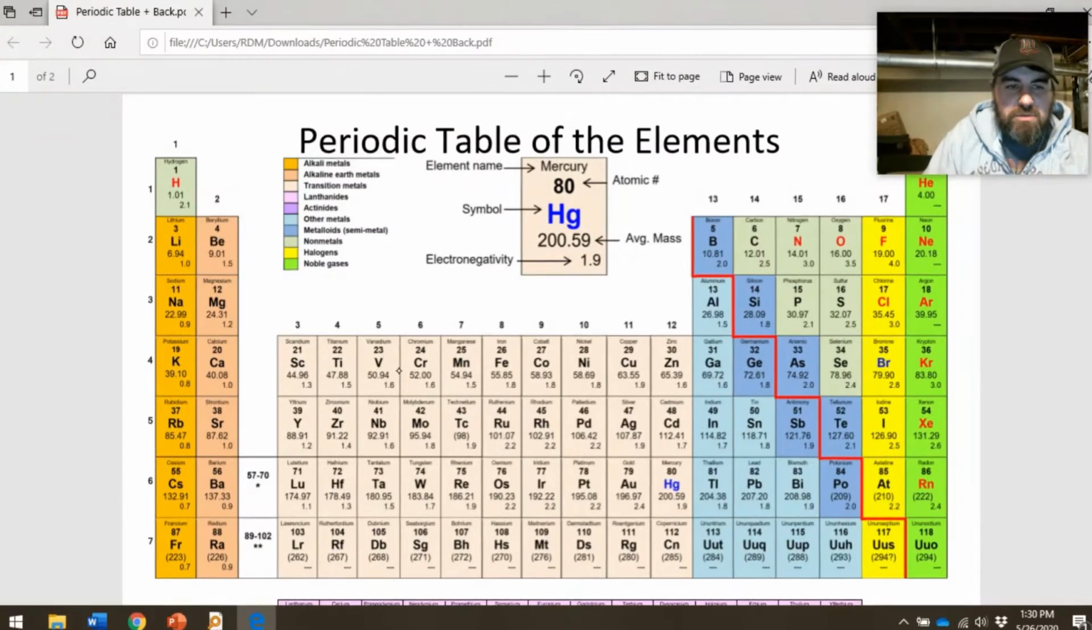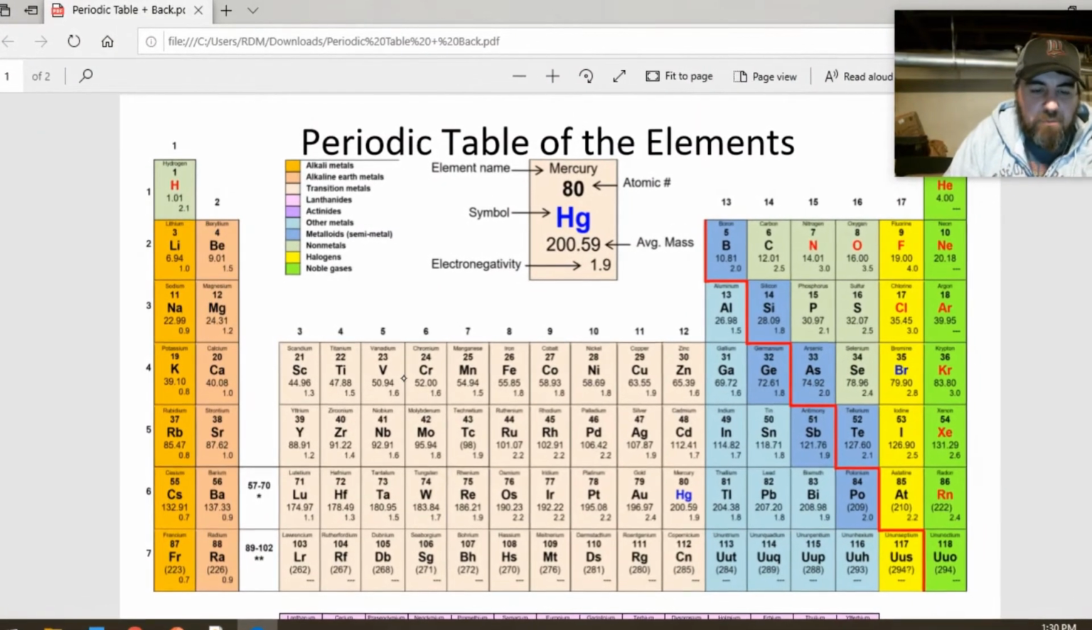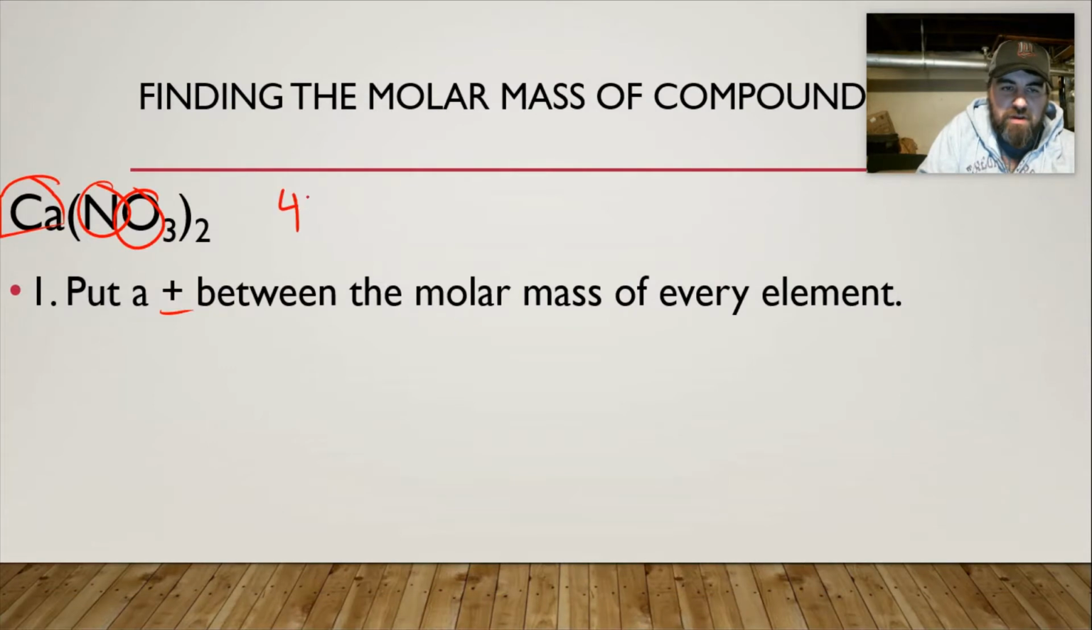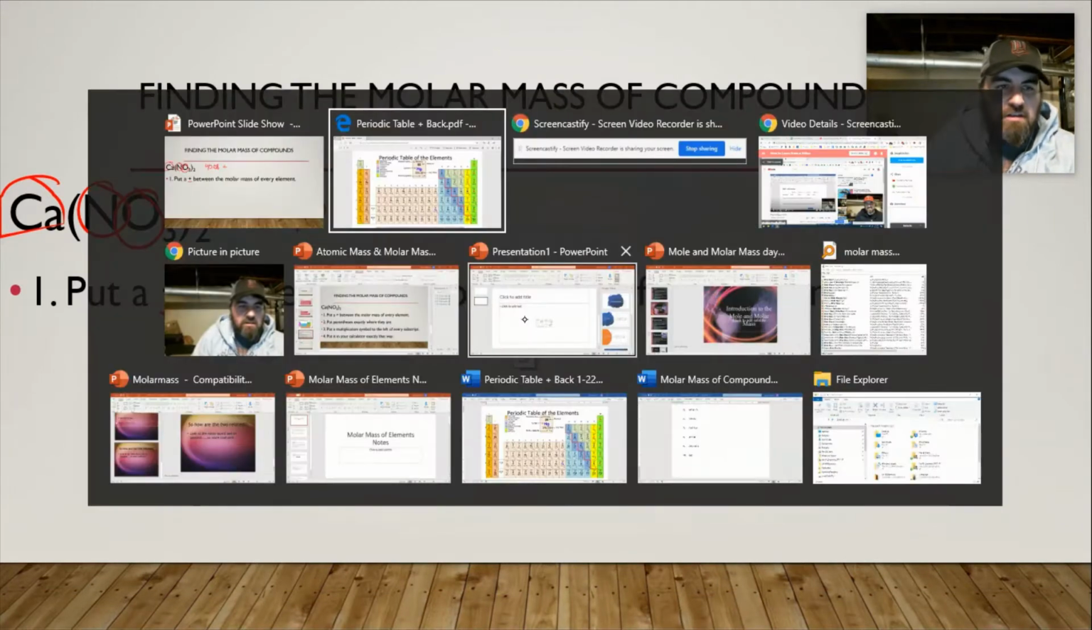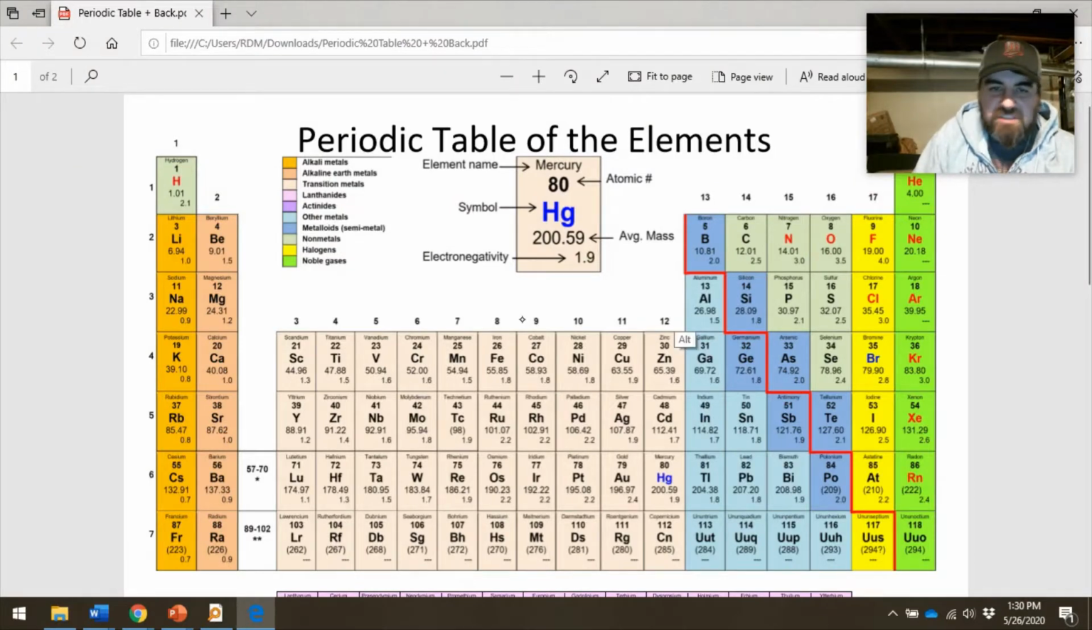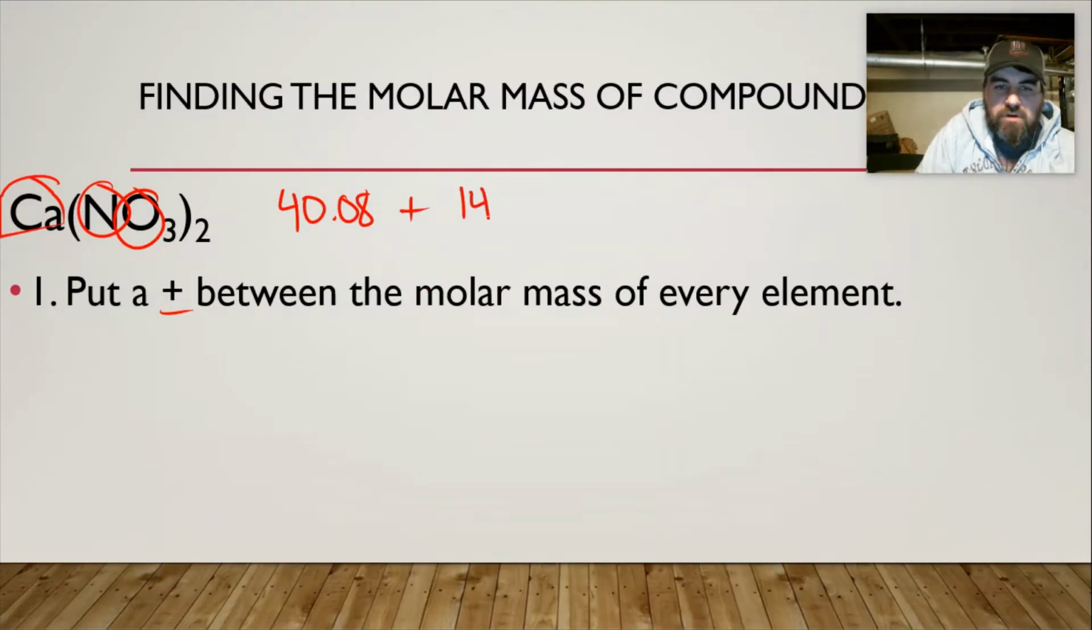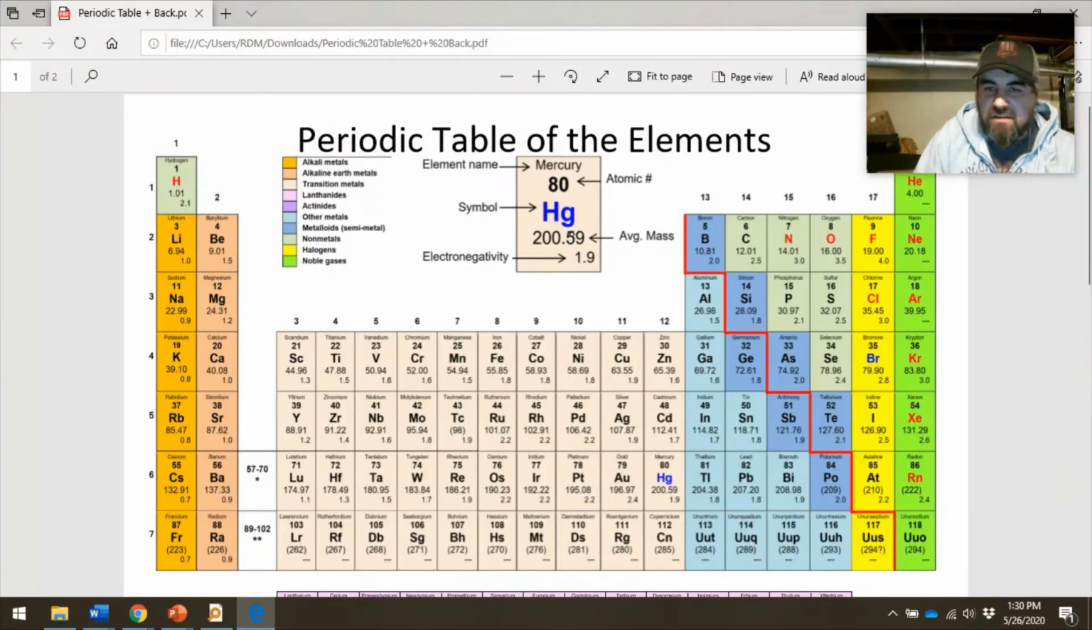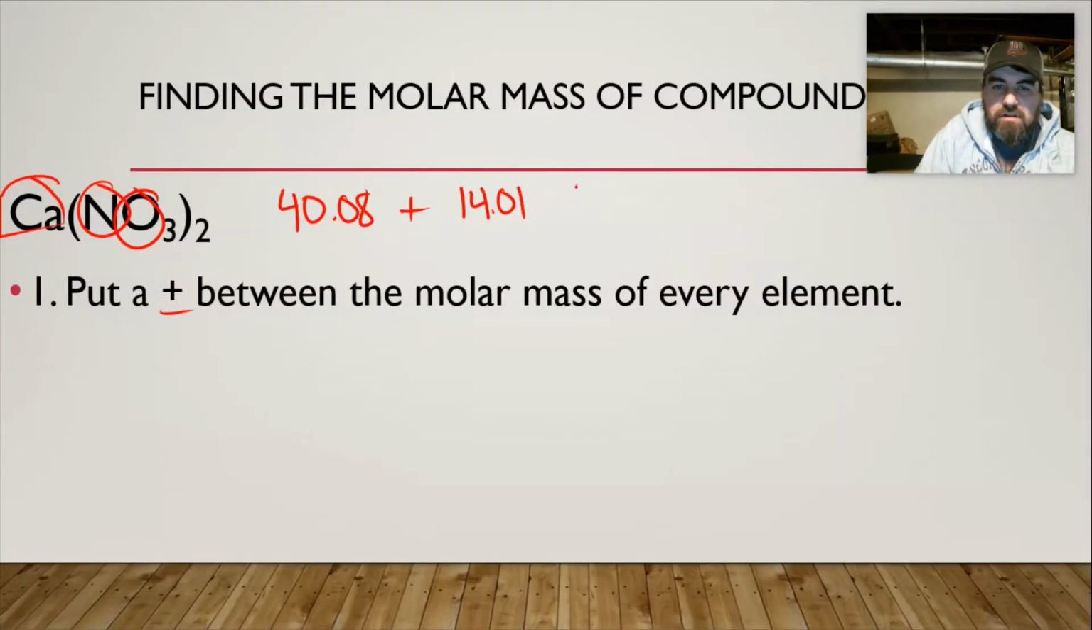So here's our periodic table. Calcium, 40.08. So we write 40.08, then we put a plus. Nitrogen, memorize this one, 14.01. Oxygen, memorize it, 16.00. Add them all up. All right, that's where we go right now.